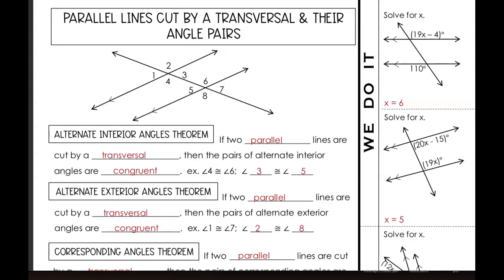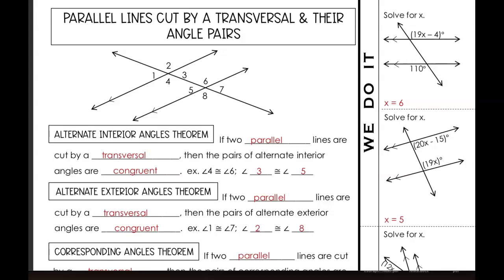Okay, so last week we talked about alternate interior angles and what that meant. What does alternate mean? Opposite. Interior means inside. Okay, this page, again, you should already have these notes filled out. This page talks about, now that we know angles are alternate interiors, what does that mean?